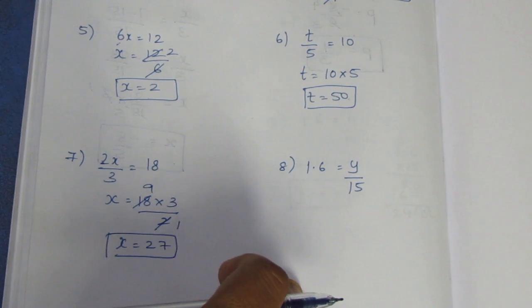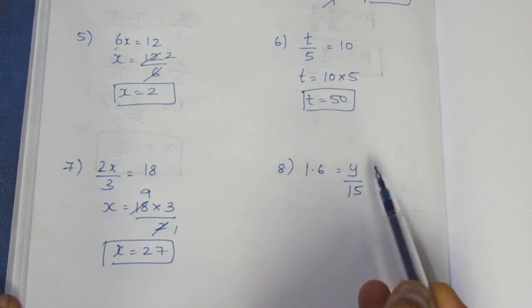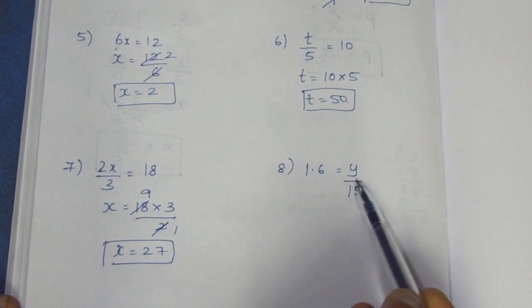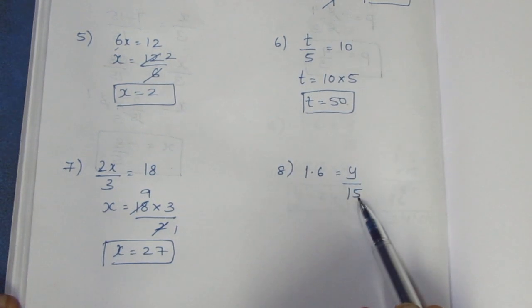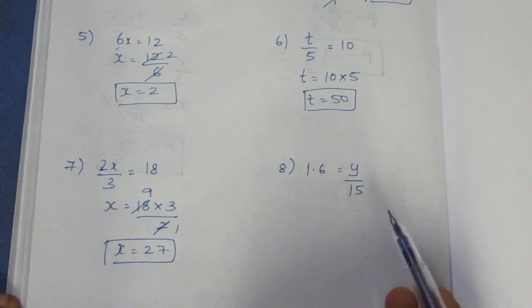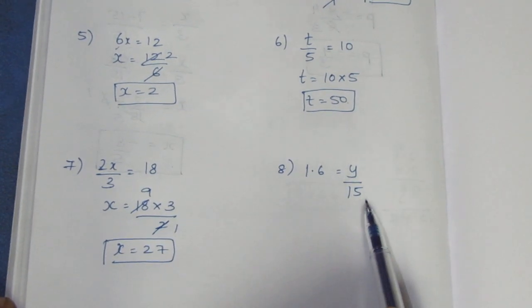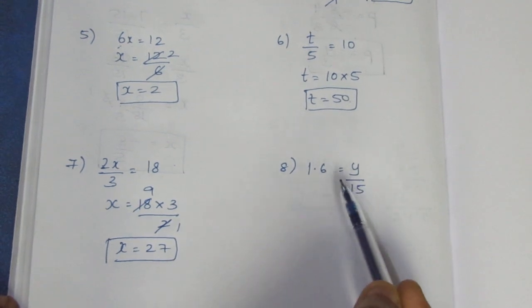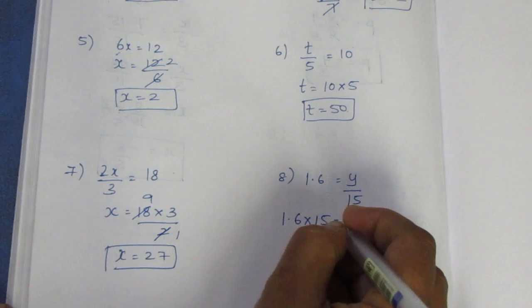Now we'll move on to the next sum. Here 1.6 is equal to y by 15. Here 15 is in the denominator. I want to move the number with the y, so y will come to this side as a multiplication because it is in the divide. So just think in that way, that the denominator will come to the numerator. So 1.6 into 15 is equal to y.